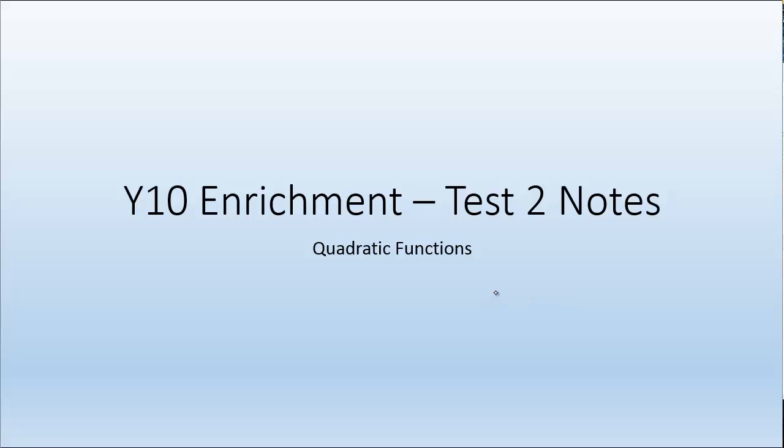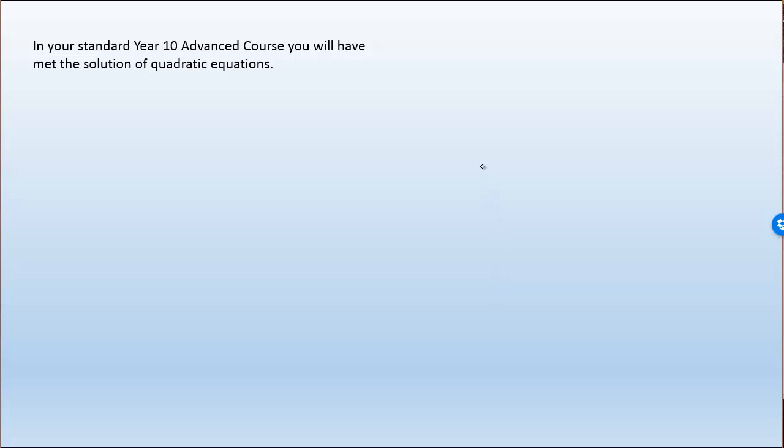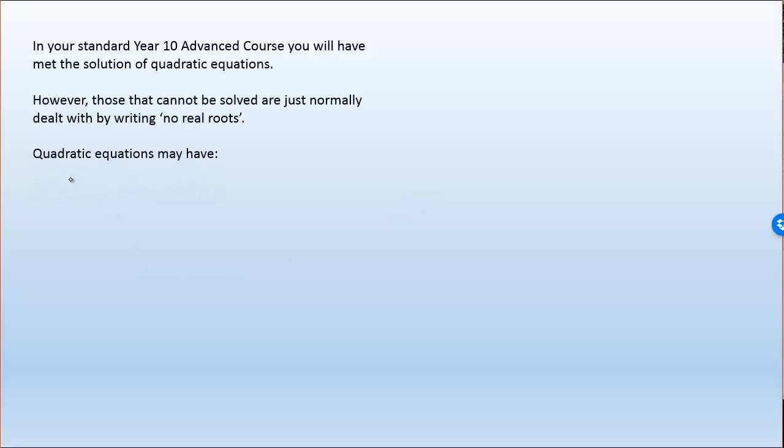Quadratic functions. In your standard Year 10 advanced course, you will have met the solution of quadratic equations. However, those that cannot be solved are just normally dealt with by writing no real roots. Quadratic equations may have two distinct real roots, two coincident real roots, sometimes referred to as one root, and these are the two situations that you deal with in the advanced course.